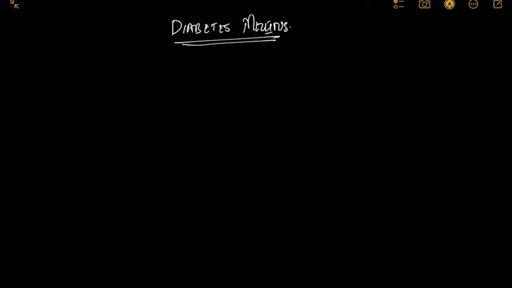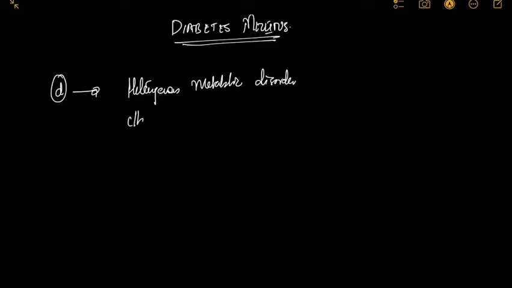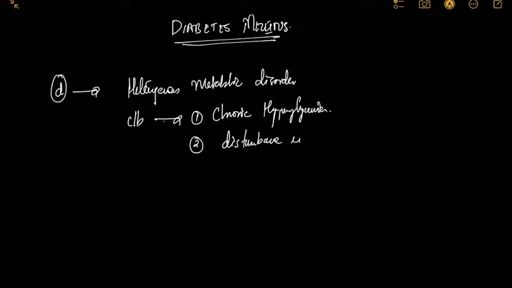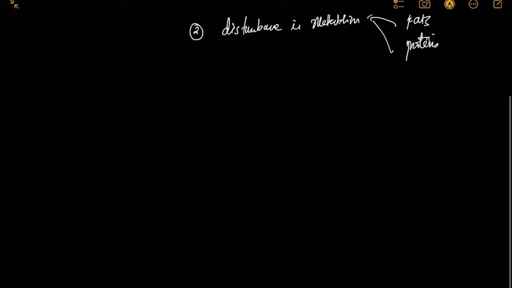All right. So let's start with the definition of diabetes mellitus. This is a heterogeneous metabolic disorder, which is characterized by chronic hyperglycemia and disturbance in the metabolism of carbs, fats, and proteins.